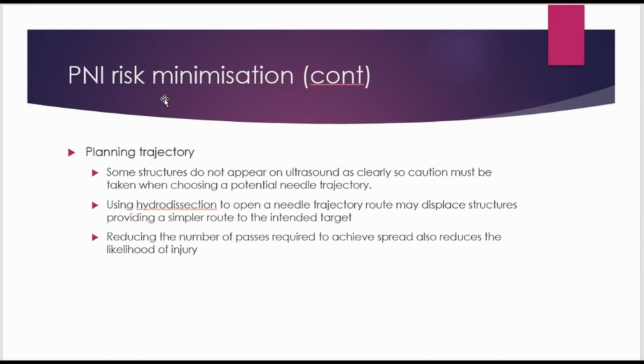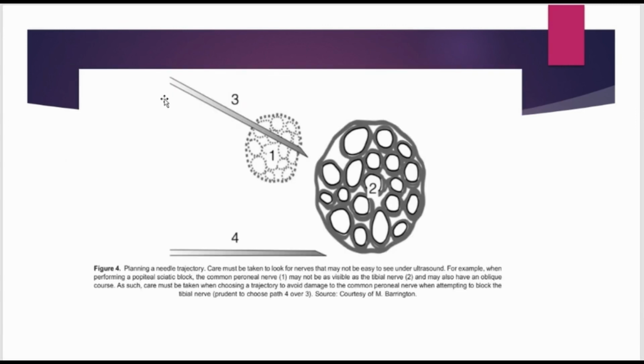Planning a trajectory. Some structures do not appear on ultrasound as clearly, so caution must be taken when choosing a potential needle trajectory. Using hydrodissection to open up the needle trajectory route may displace the structure, thus improving the visualization. Reducing the number of passes required to achieve a spread also reduces the likelihood of injury. So from this picture, we can say that planning a trajectory is quite important.